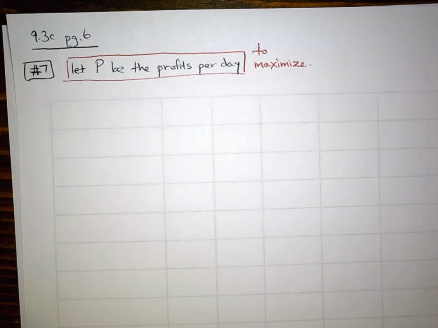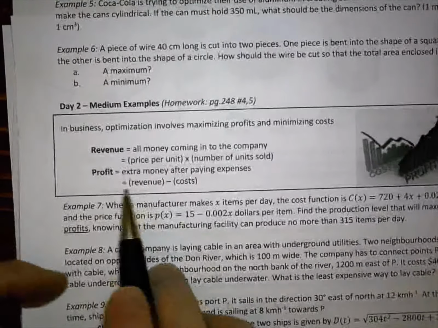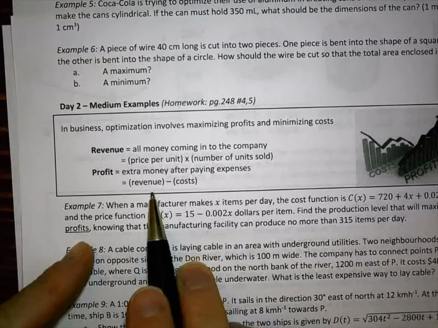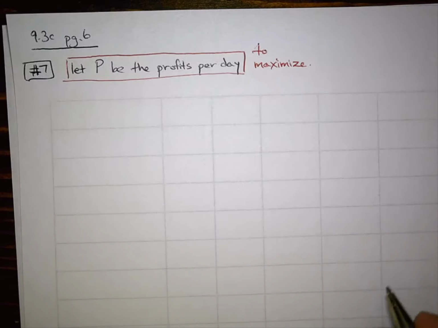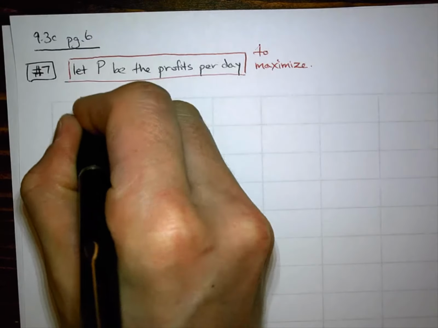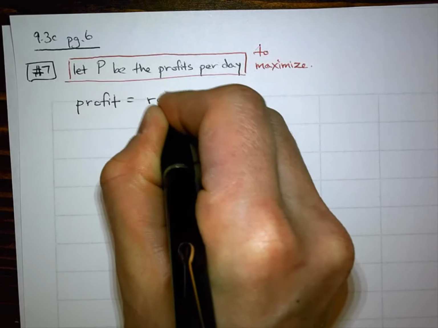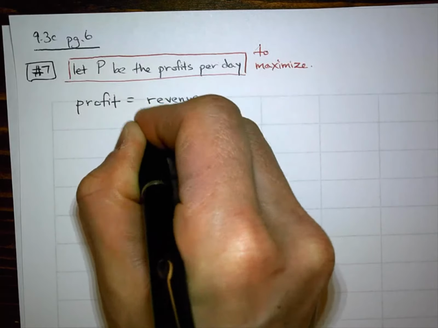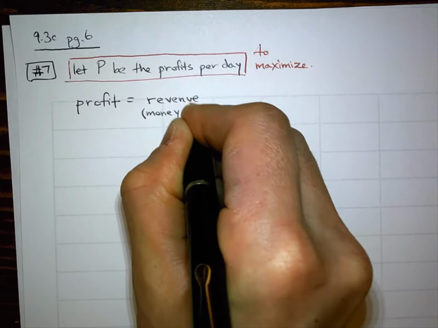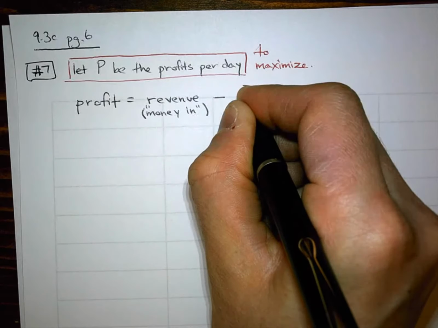Now, it would be hard to draw a sketch. I'm going to lean on my profit idea here, which is the amount of money I make, or the money in, or the revenue, minus the costs. So let's write it out in words to try to understand this. Profit is equal to the revenue, which for those non-business people is the money coming in, minus the costs.